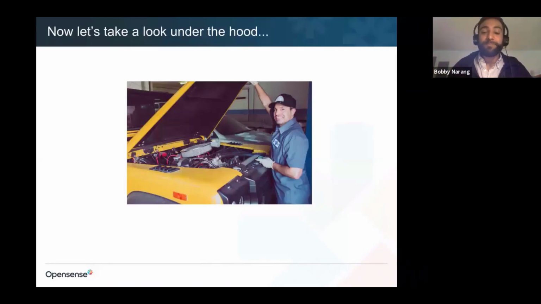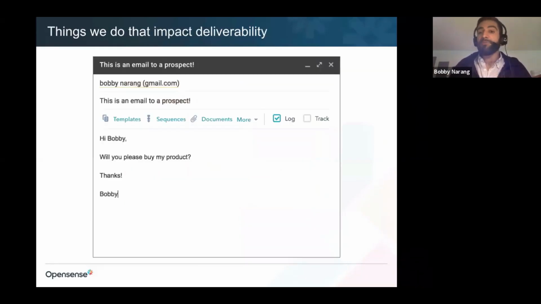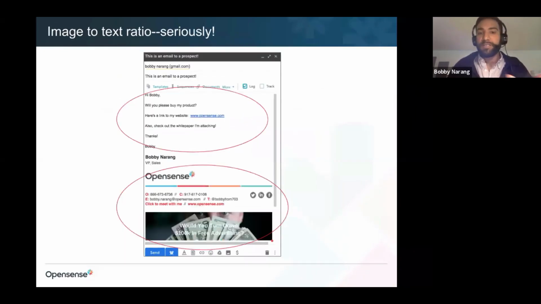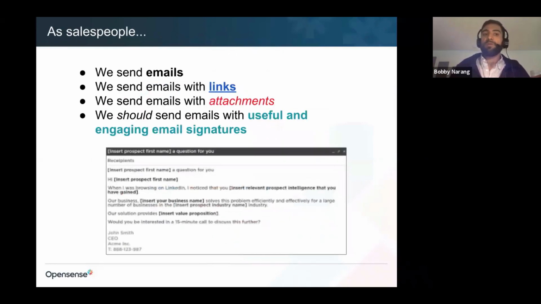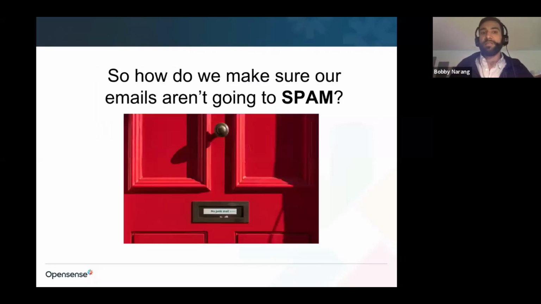So I just want to provide a quick tool and quick tip under the hood that as modern prospectors I want us to be aware of, because I think it's super useful in the context of what we're trying to achieve. We talked a little bit earlier about some of the different things that can potentially trigger a spam filter. Again, just to reiterate, as salespeople, we send emails with links. We send emails with attachments. We should be sending emails with useful and engaging email signatures. So how are we going to make sure that these messages aren't ending up in spam?